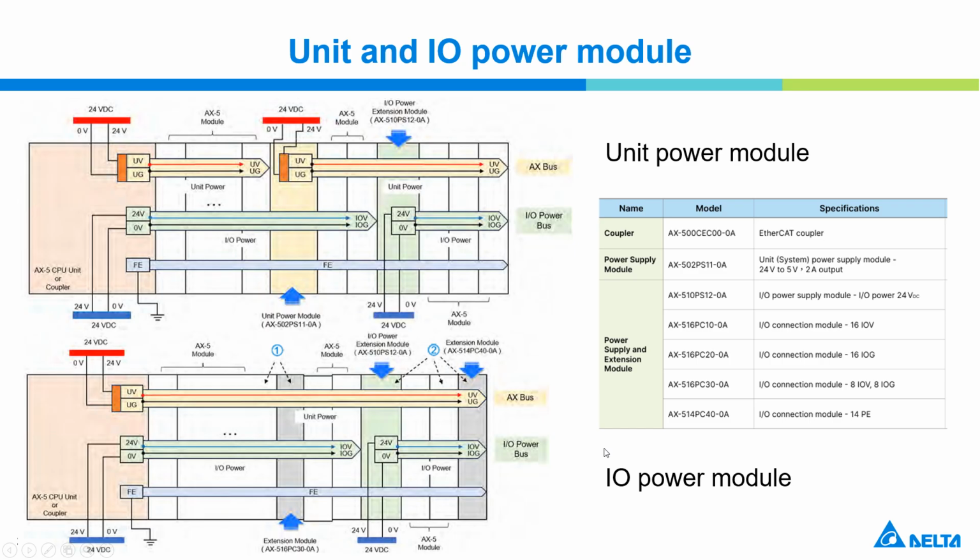Okay, maybe the unit and I/O power module are a little bit confusing. Here is just a brief introduction. You can refer to the real AX5 I/O module and the operation manual to see the real wiring. Then it will be more clear.